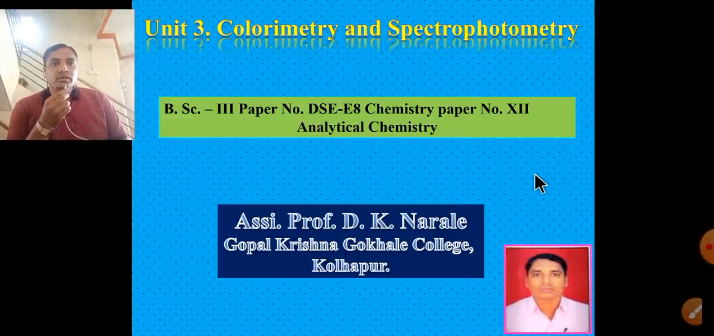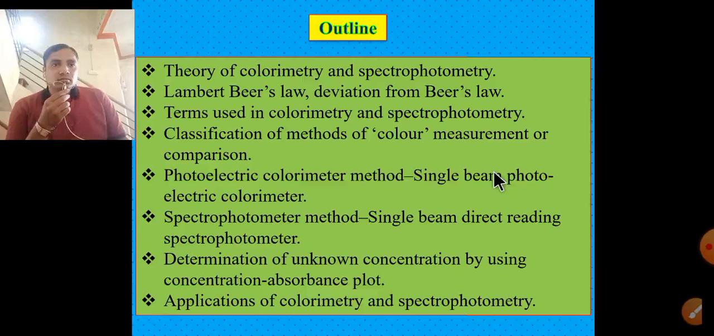Today we will discuss analytical chemistry paper number 12, unit number 3, colorimetry and spectrophotometry. The outline of this topic contains the following points. First point is theory of colorimetry and spectrophotometry. Second, Lambert-Beer's law and deviation from Beer's law. This topic depends on the Lambert-Beer's law solution medium.